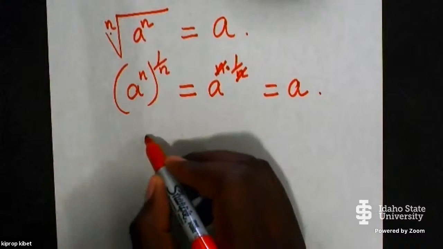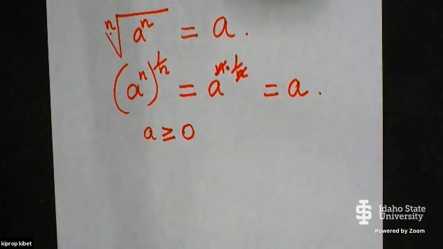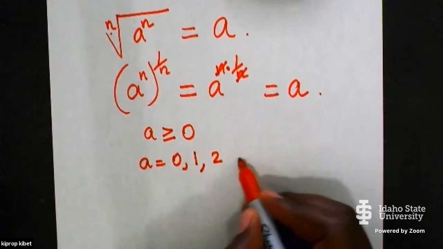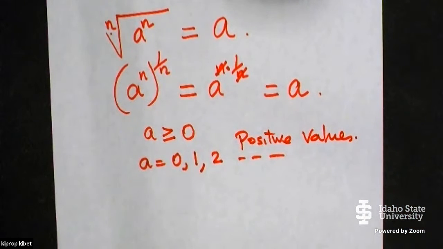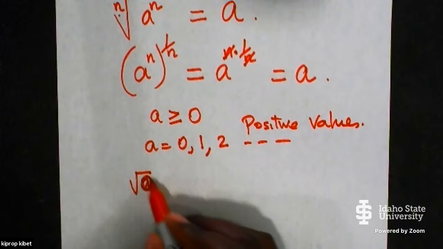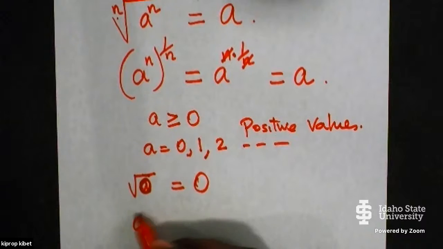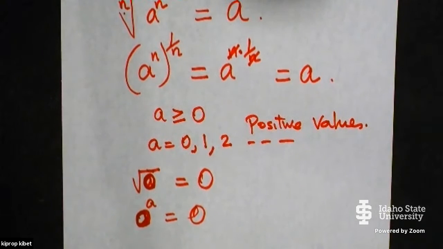So this occurs when A is greater than or equal to 0. What do you mean? This is where A can be equal to 0, it can be equal to 1, can be equal to 2. So these are positive values. Because we know that the square root of 0 is equal to 0. Any 0 raised to anything, like A or B, is similar to 0.